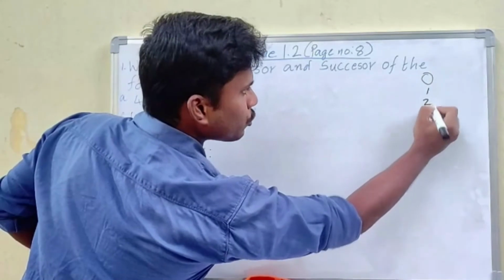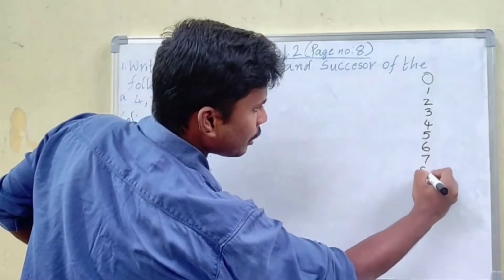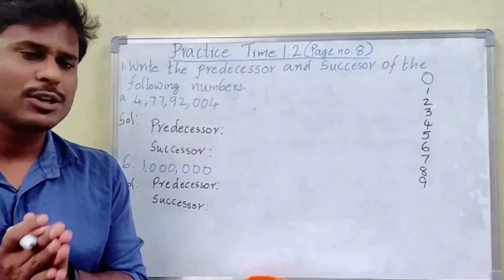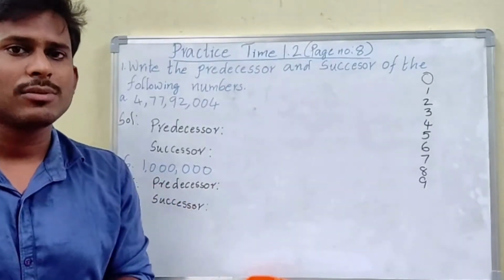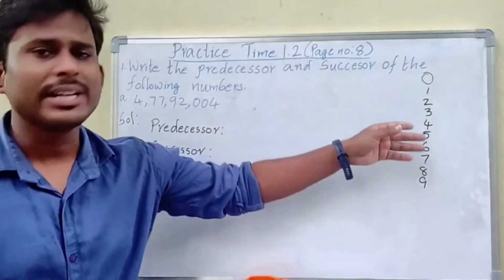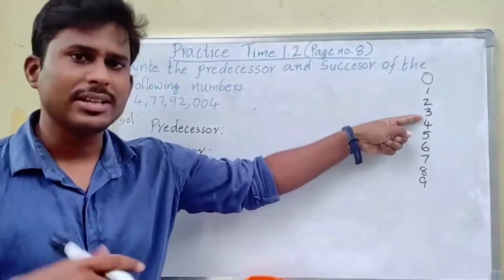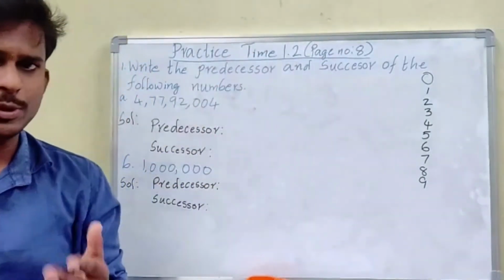0, 1, 2, 3, 4, 5, 6, 7, 8, 9. So these are the 10 digits we use to form numbers, and basing on this only successor and predecessor works out. Successor means what? Next number. If we take 2, then what is the successor? 3, the next number. Same 2, what is the before number? 1. Okay, in that way.